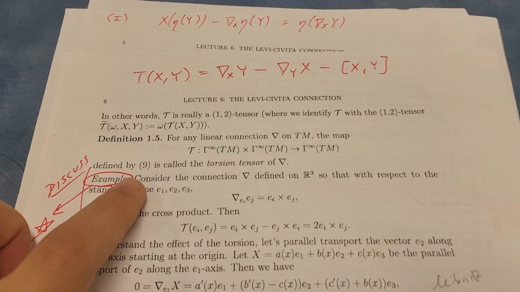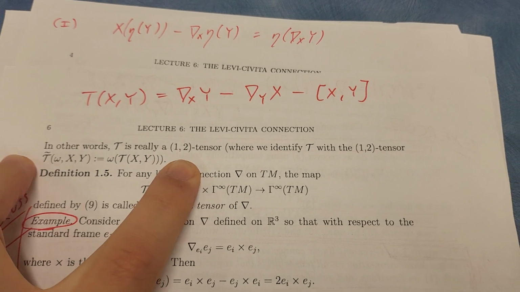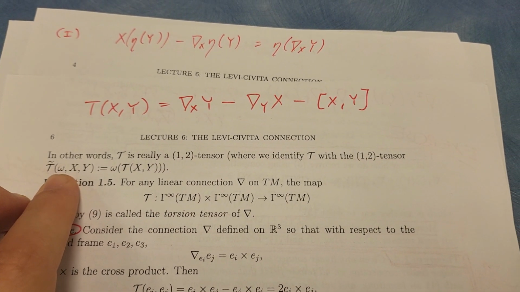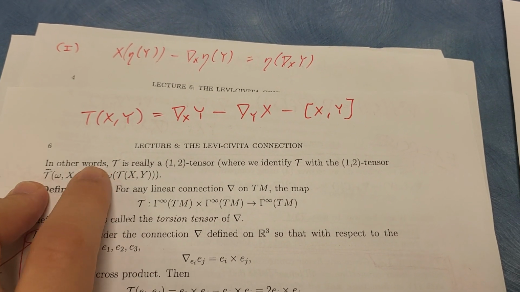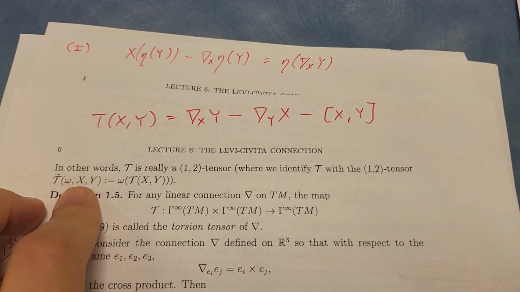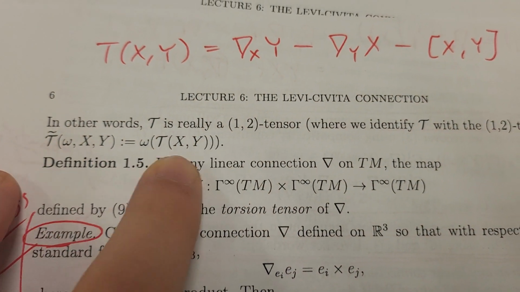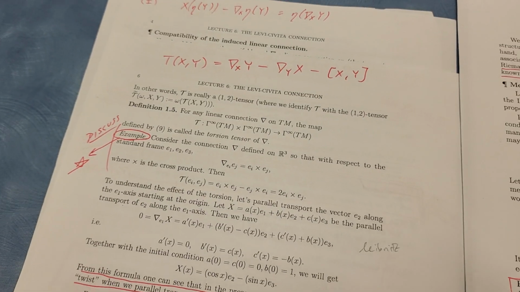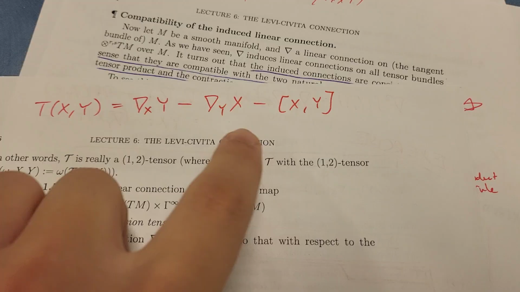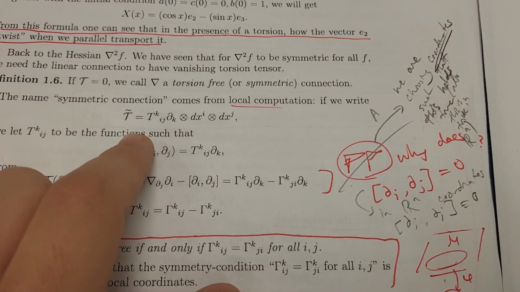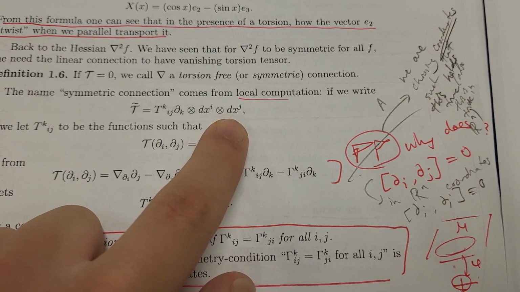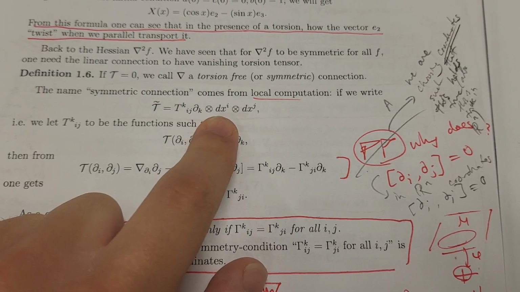And then if you do a local computation, first of all, you can view the torsion as a 1-2 tensor, where the first input is a covector field that just evaluates omega of T of X, Y, okay? So then the torsion can be thought of as a 1-2 tensor in this following way, okay? And this is the definition of the torsion tensor right here, okay? And so when we evaluate this in components, if we look at the components of the torsion tensor, we use local coordinates.